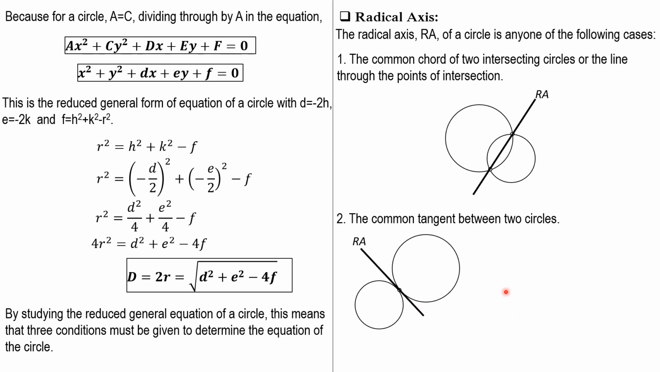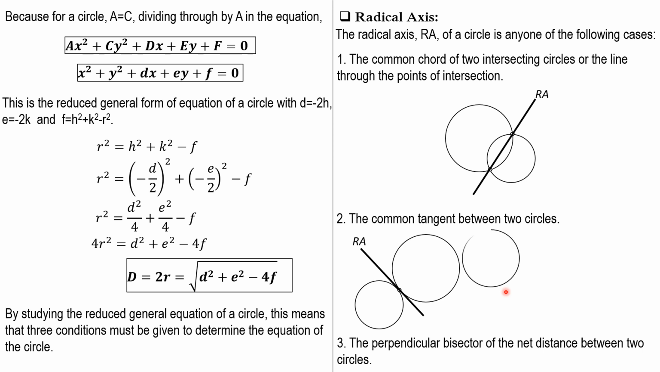Then it is the perpendicular bisector of the net distance between two circles. So if two circles are not intersecting, then it is the perpendicular bisector of the net distance between two circles. So this is the net distance between these two circles. The perpendicular bisector of that is the radical axis.